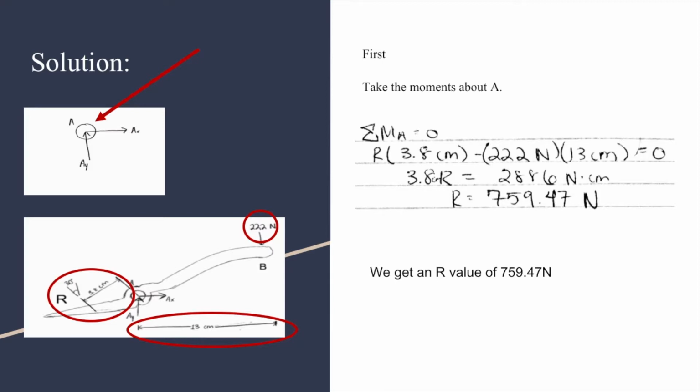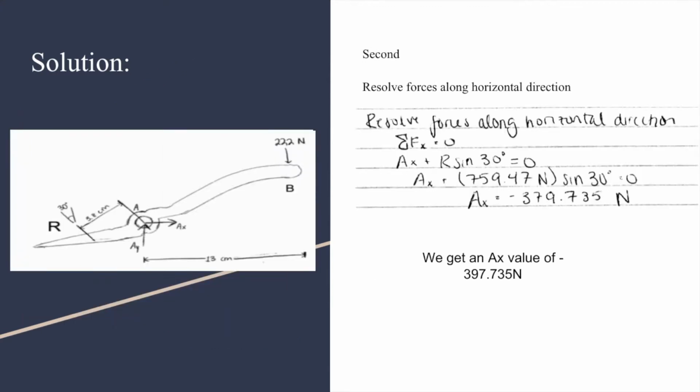So on the right, you see our calculations. You multiply R and 3.8 centimeters, and you multiply 222 newtons and 13 centimeters. You end up getting 3.8 centimeters times R will equal 2,886 newtons times centimeters. Then R would ultimately equal 759.47 newtons. That is our R value, and we will continue to use it throughout the rest of the problem.